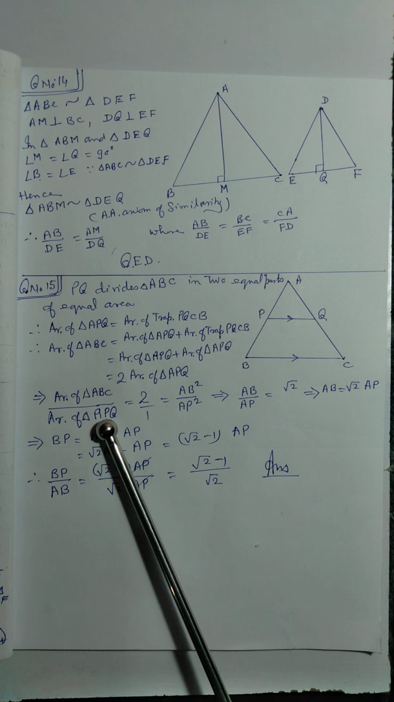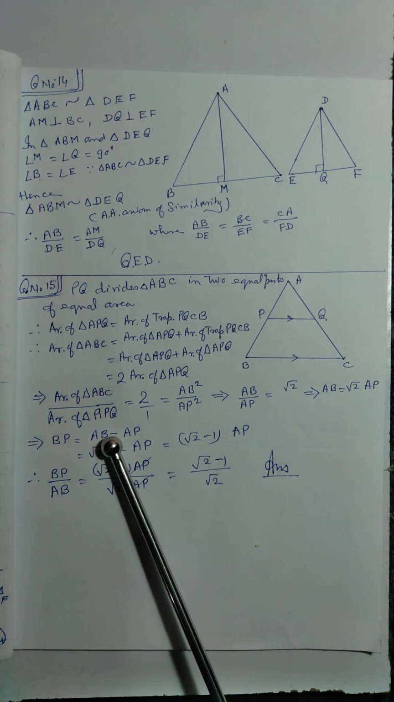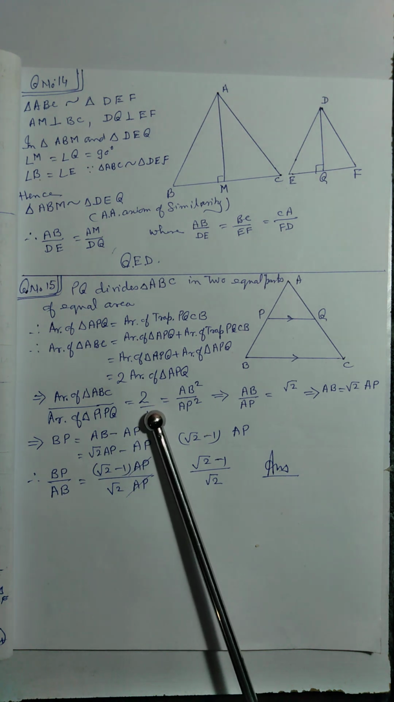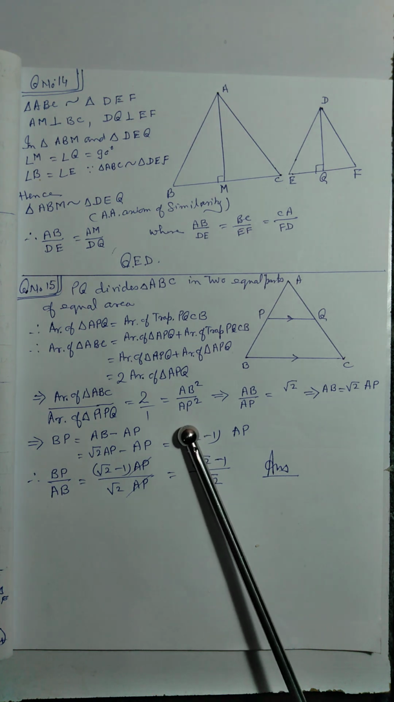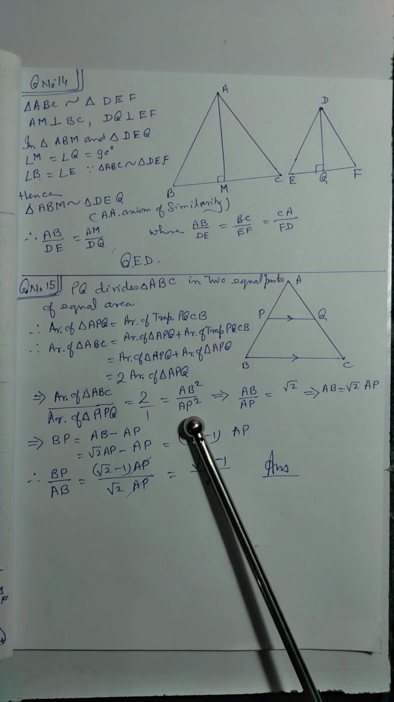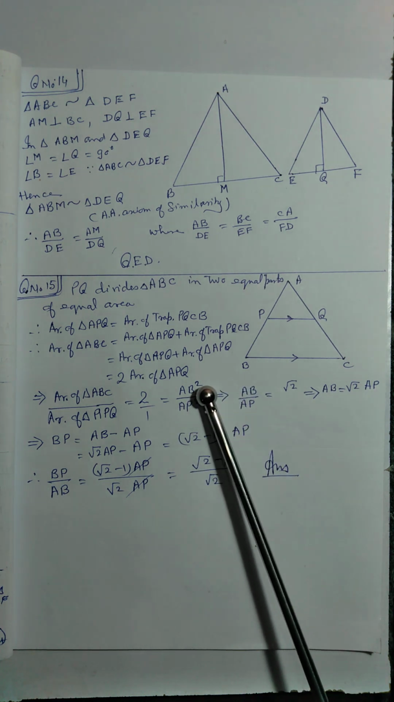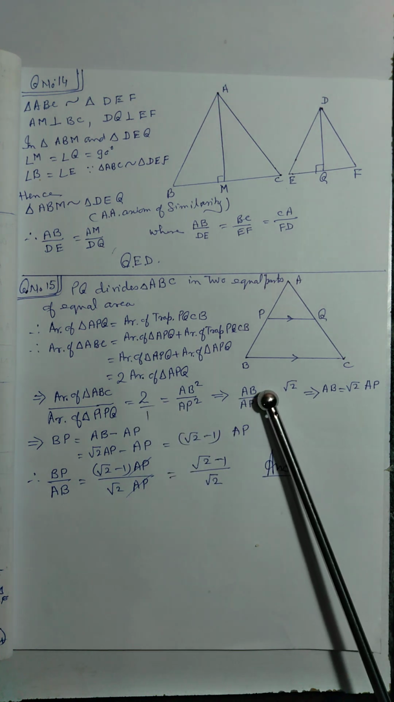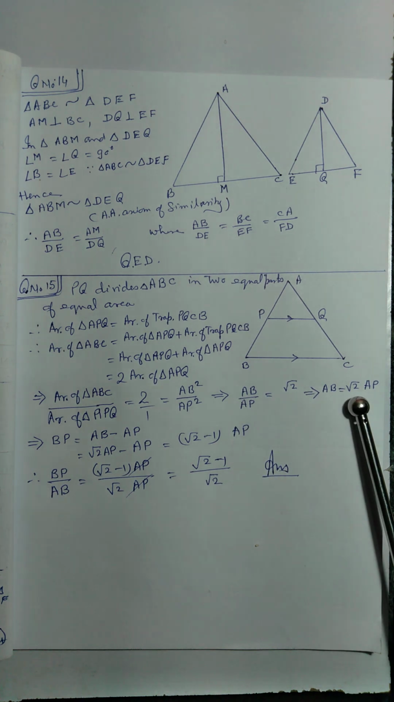So the area of ABC upon the area of APQ is equal to 2 by 1. That is AB square upon AP square is equal to 2 by 1. Taking the square root, it will become root 2. So AB upon AP is equal to root 2. Now cross multiply it. AB is equal to root 2 AP.